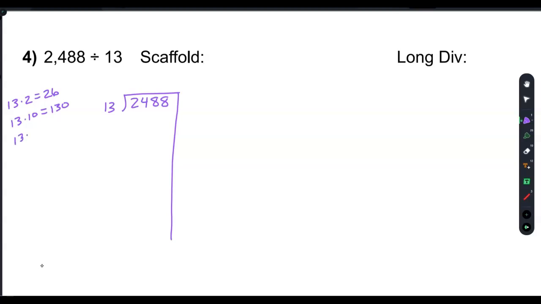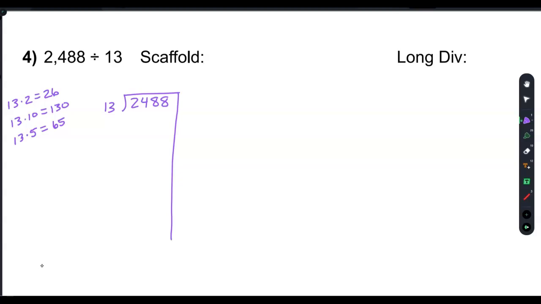Let's see. 13 times 5 would have to be half of whatever 13 times 10 is. So that would be half of 100 is 50 and half of 30 is 15. So 50 plus 15 would be 65. I still don't love where I'm headed here. I guess I could go ahead and do that one. It's a little small, but that would work. So 13 times 5 is 65.